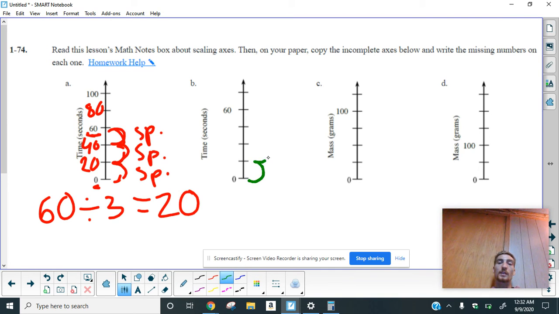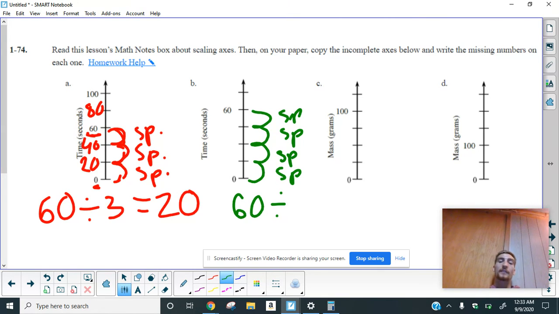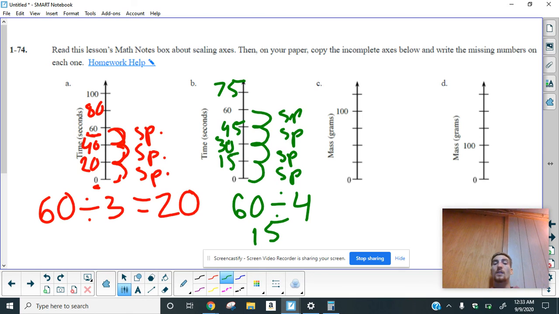Here we have 1, 2, 3, 4 spaces between the hash marks. And we go from 0 to 60. So we're going to do 60 divided by the number of spaces, and that's going to be 60 divided by 4, which will give us 15. So we're going up by 15 each time here. And then we're at 60, and then we're at 75. All right.